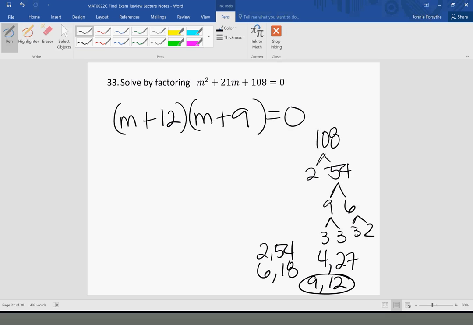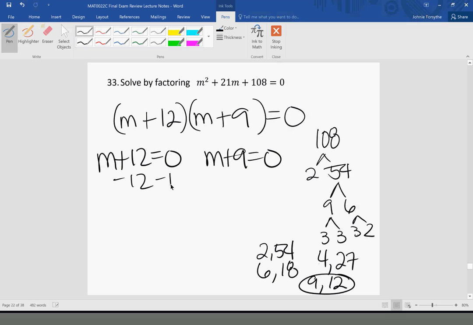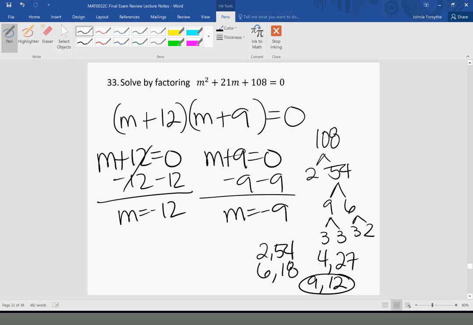take each factor and set it equal to 0. M plus 12 equals 0. M plus 9 equals 0. That is the zero product property. And then solve them each for M. So M equals negative 12. And M equals negative 9.